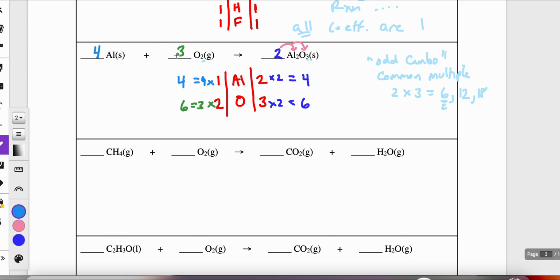So now every formula in this reaction required a coefficient other than 1. But with that, take a look. I have 4 aluminums on both sides, which is good, and I have 6 oxygens on each side. So this reaction is now balanced, representing the law of conservation.